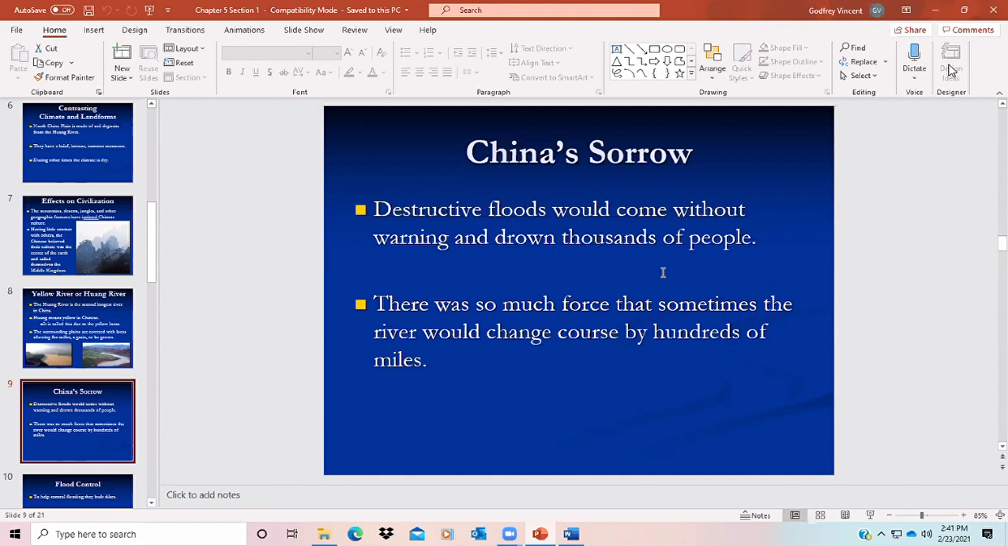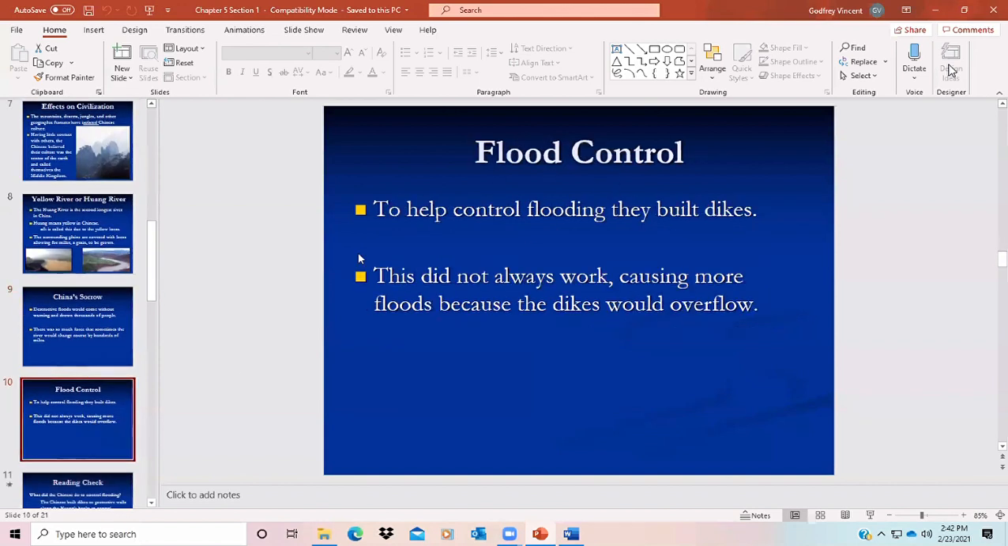So again, in your textbook, on page 75 and page 76, you will find important geographical information on ancient China, in terms of what we just discussed here. I just wanted you to note that, right? And in terms of flooding, they built dikes.